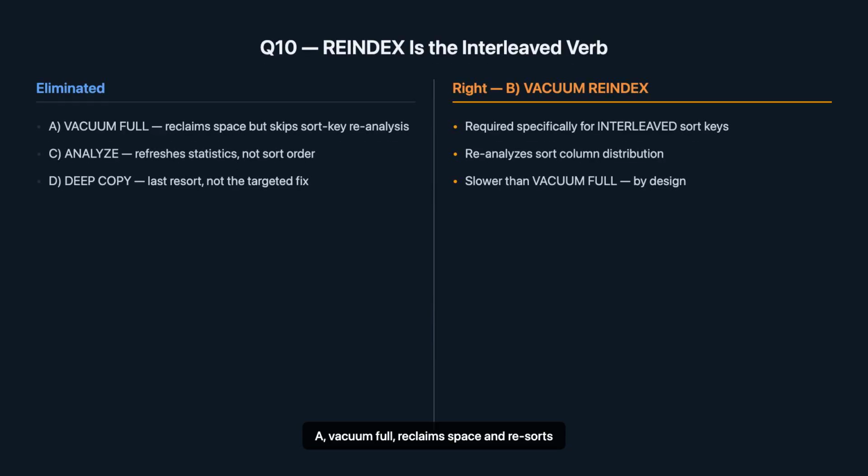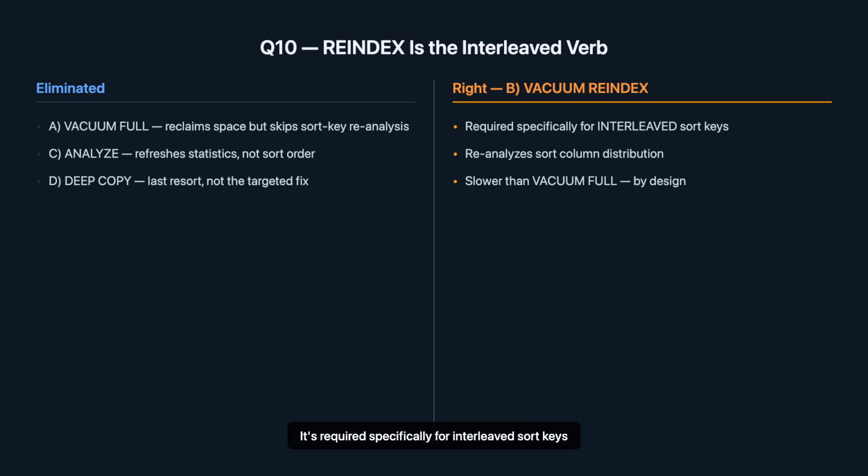A, vacuum full reclaims space and resorts but skips the sort key column reanalysis that interleaved tables need. C, the analyze command refreshes table statistics, not sort order. D, a deep copy operation is a last resort full rewrite, not the targeted fix. That leaves B, vacuum reindex.